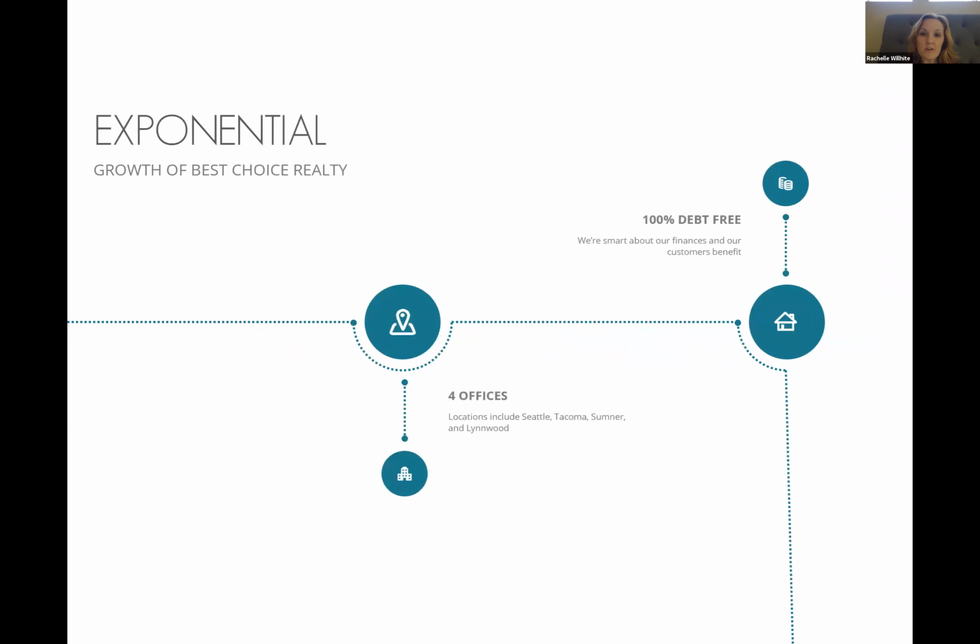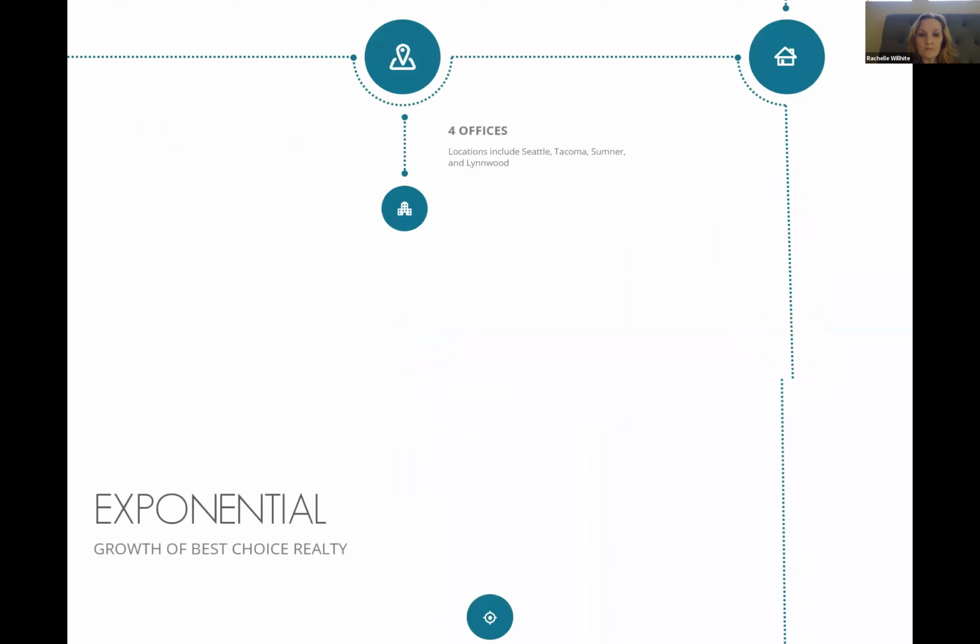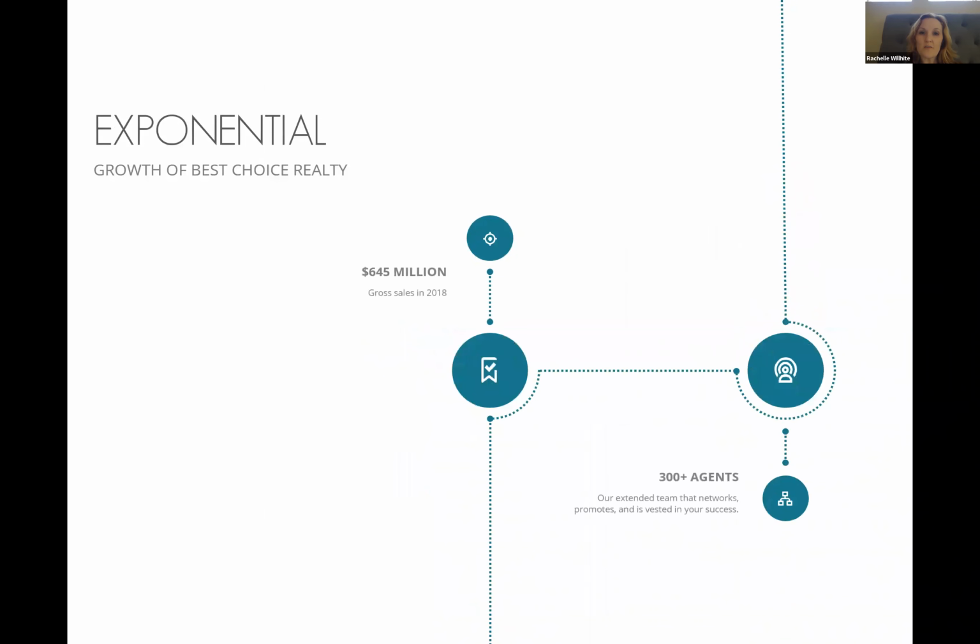We're 100% debt-free. We're smart about our finances, and our customers benefit because we are a profitable organization. We had $645 million in gross sales in 2018, and we have over 300 productive agents. We are putting agents in a productive firm, and also putting agents in a referral firm. So the agents that are working out of Best Choice Realty's main headquarters have access to the highest amount of referral and network anywhere in the Puget Sound region.